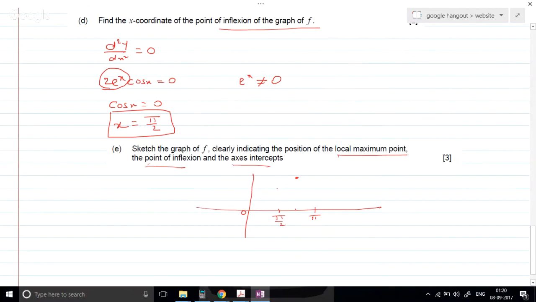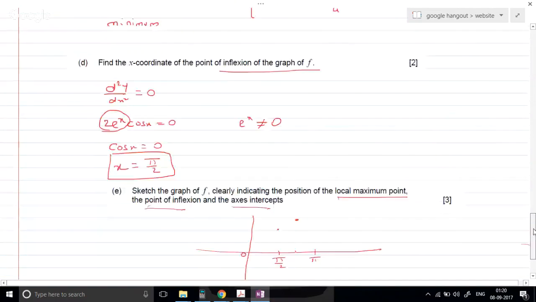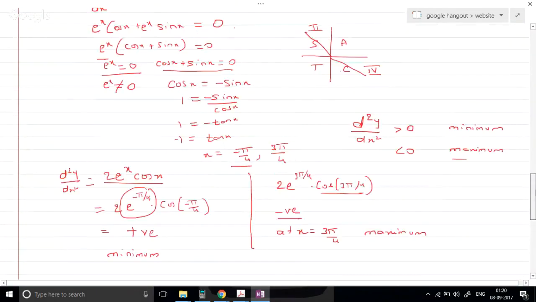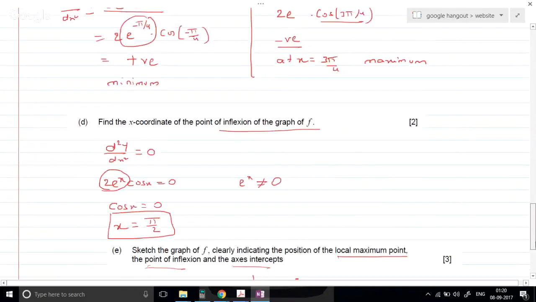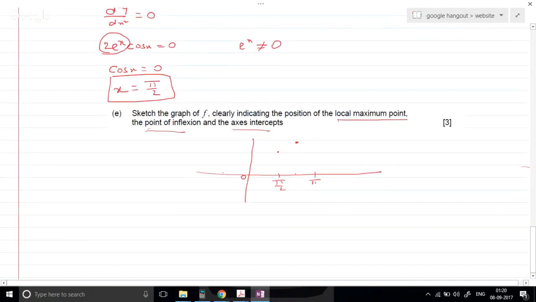Okay, the point of inflection we got as pi by 2 here. We also got a minimum point. Where did we get the minimum point? Minimum point was at minus pi by 4. So minus pi by 4 is here, pi by 2. This is minus pi by 4. At this point it was a minimum point.